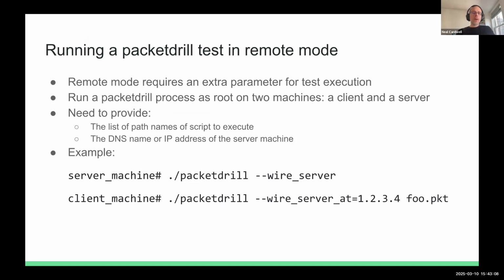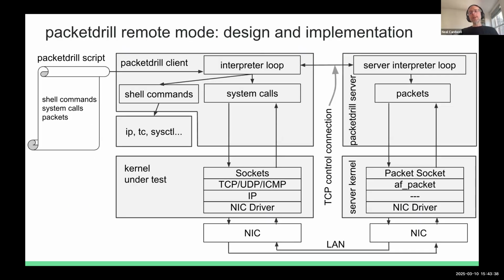So for remote mode, that's pretty similar, except obviously you need to specify one more piece of information, which is the DNS name or IP address of that remote server machine that's going to be injecting and sniffing packets. So it looks like this. You start your wire server, and then you start your client process by pointing it at the wire server, telling it how to connect to that server, and then, of course, giving it the path names of the scripts to run.